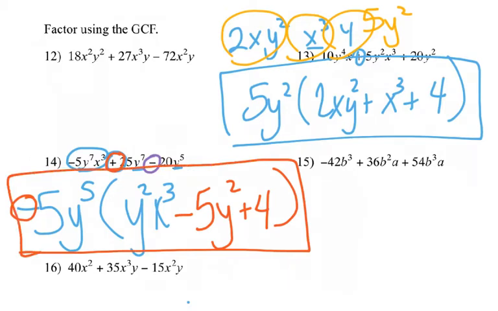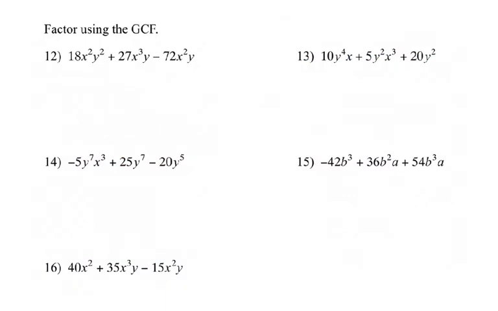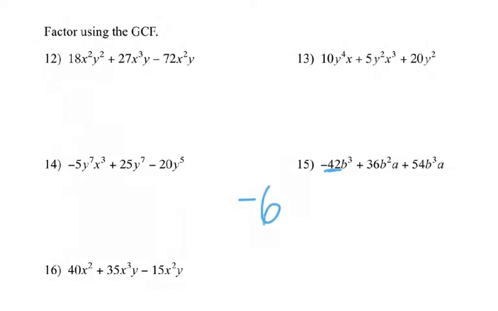Okay, number 15. Again, with that leading coefficient being a negative, I'm going to pull out the negative with it. And if I look at 42, 36, and 54, they all have 6 in common. Okay, 6 times 7, 6 times 6, 6 times 9. So I'm going to have a 6 be part of my GCF. B to the third, B to the second, B to the third. So B to the second is what they have in common. And they all don't have A's, so that's my GCF right there.